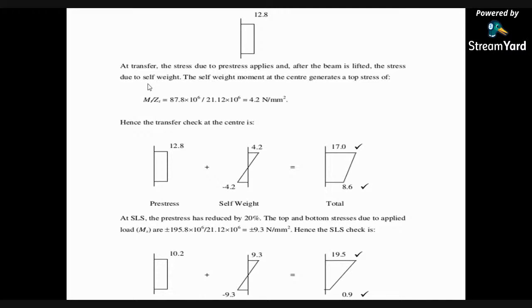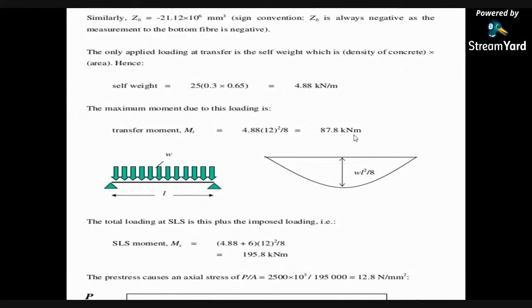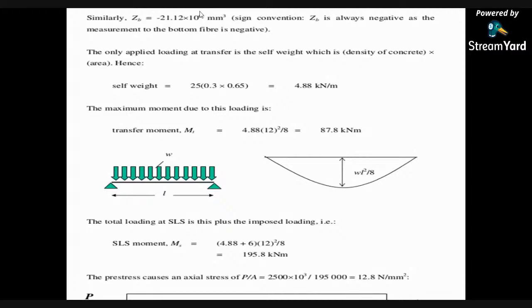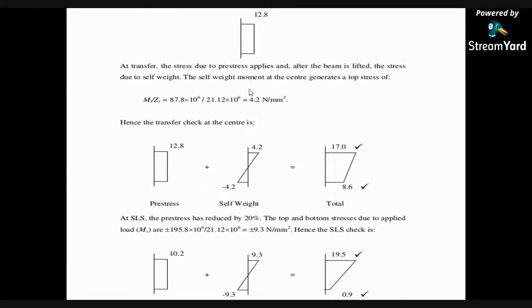The self-weight moment at the center generated a top stress of M by Z. Okay, the moment we had calculated as 87.8 divided by the Z, that is the section modulus. It is 21.12 into 10 to the power 6 mm cube. So just divide both the values, you will get 4.2 Newton per mm square.